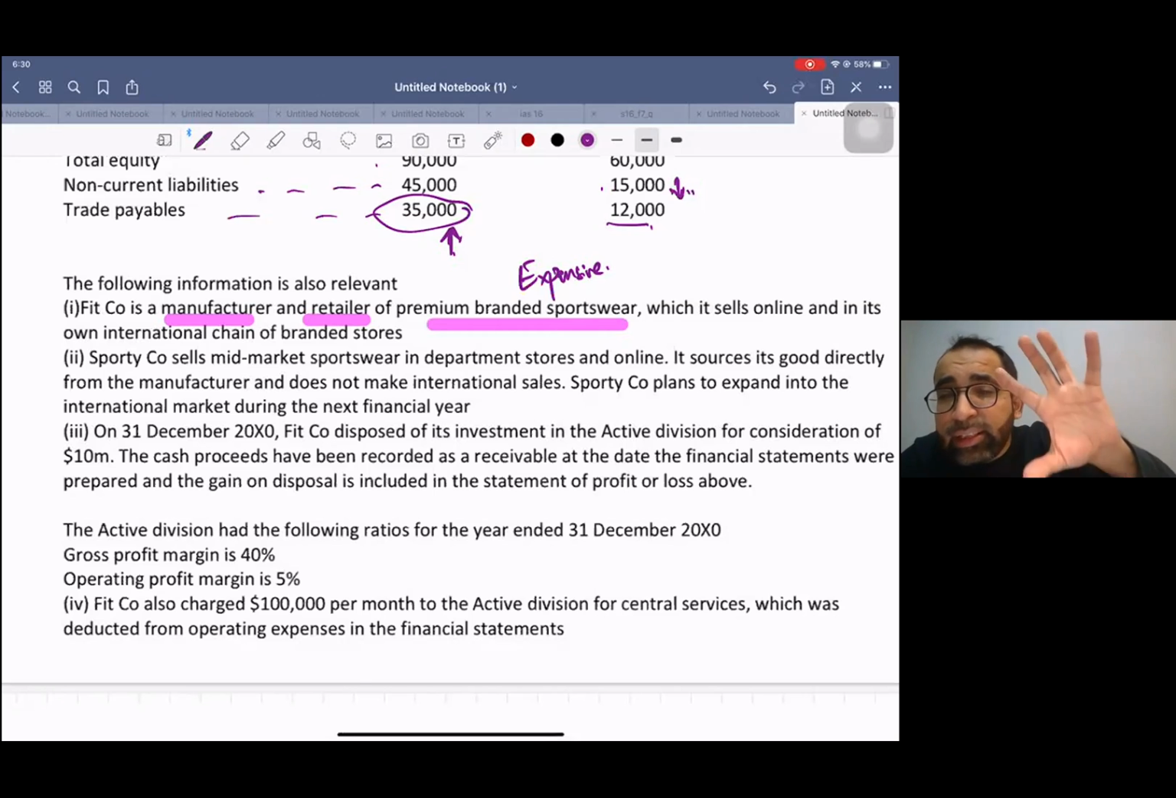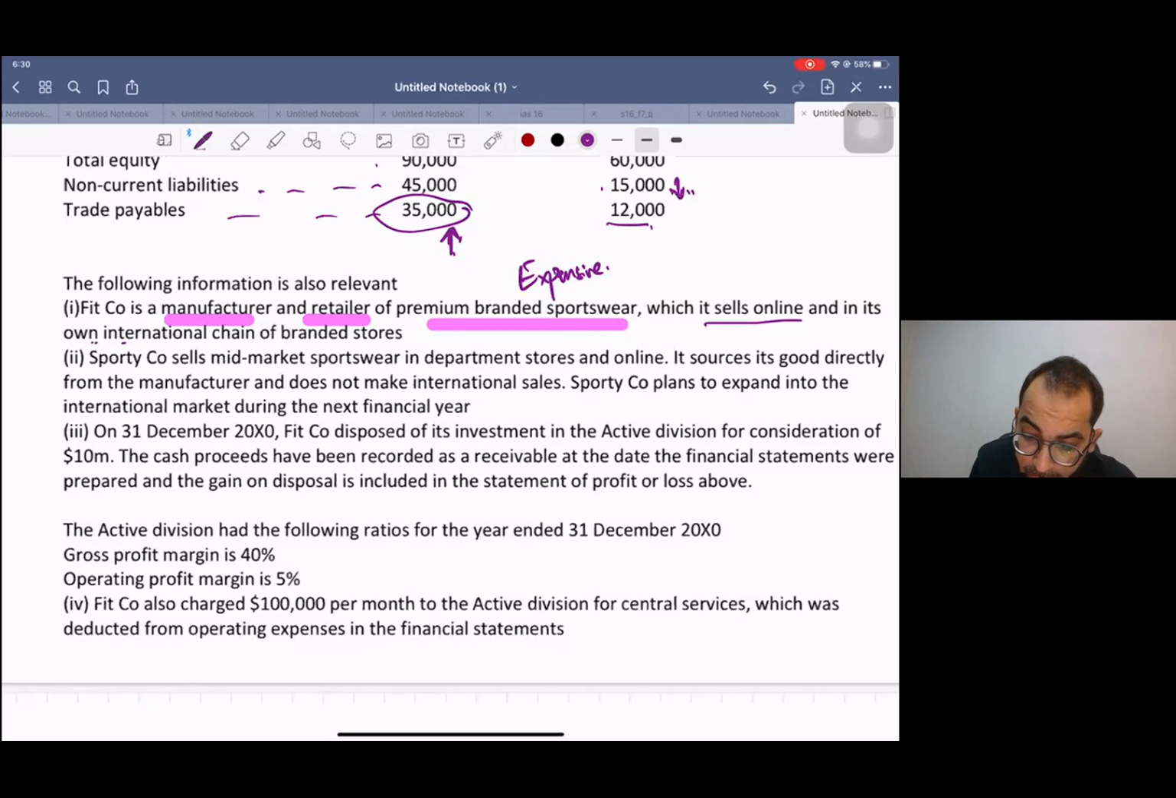Let's see. But as a common man, what things come in my mind? High margins, branded. Now, they also sell online and in its own international chain of branded stores. Now wait, they have their own branded stores. They are owning the brand. They are owning or renting. They are running their own branded stores.